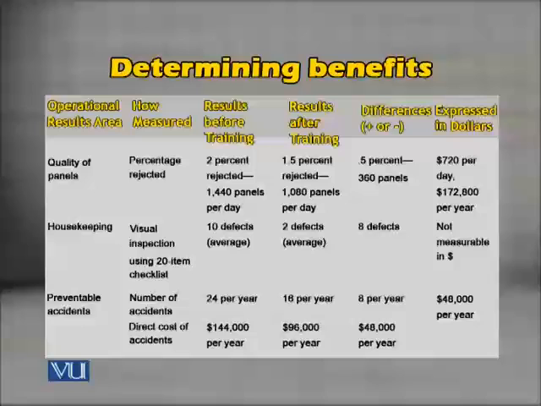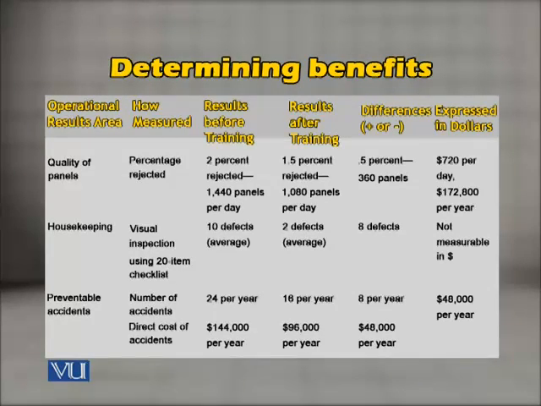Then the third thing was preventable accidents. उनके number of accidents जो थे वो बहुत ज़्यादा थे industry average से. So the number of accidents were 24 per year. And they calculated that the direct cost of those accidents was 144 per year. After the training, the accidents were reduced to 16 per year, and the cost of these 16 accidents per year came down to 96,000 per year.